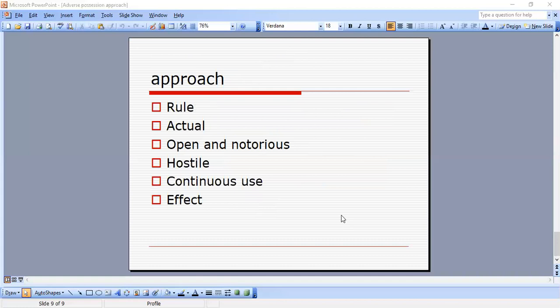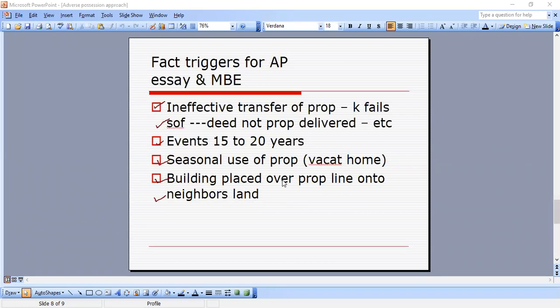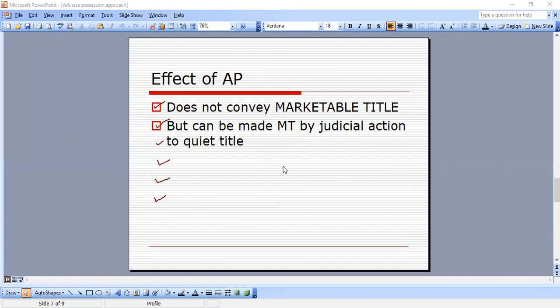Approach, we're going to do our rule. I give that to you at the beginning. Is it actual, open and notorious? Is it hostile? You argue all your facts, you do your analysis on all these. Is it continuous use for the statutory period? You can do tacking and all of that with that. And what's the effect? No marketable title, but you can go to judicial court to convey marketable title with a judicial action to quiet title.